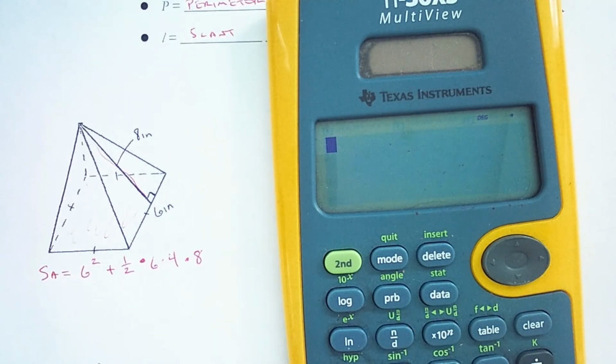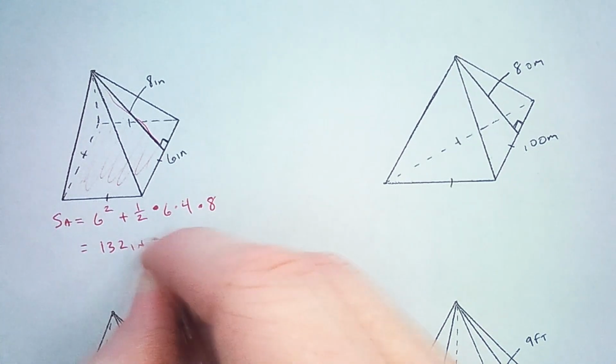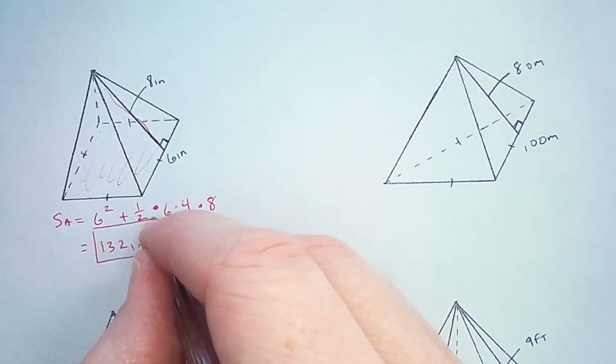So we'll put that all in our calculator. 6 squared plus half times 6 times 4. 6 times 4 is the perimeter, times the slant height, 8. And we get 132. And it's in inches, so the surface area is 132 inches squared.